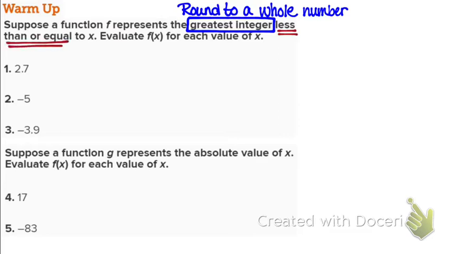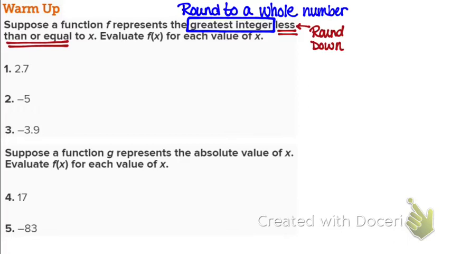If they say less than, which way do you think they want me to round? Down. We're going to round these down. The reason it says greatest integer less than is because I can think of a whole lot of whole numbers that are less than 2.7.